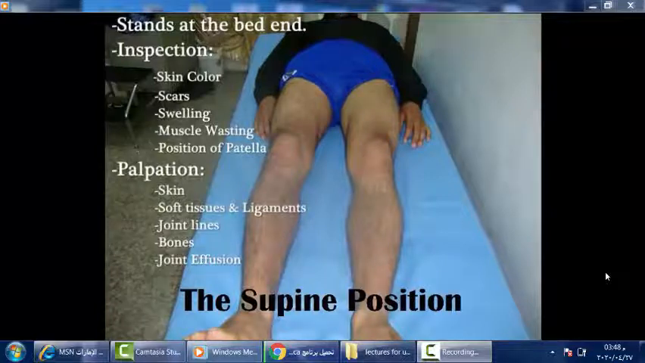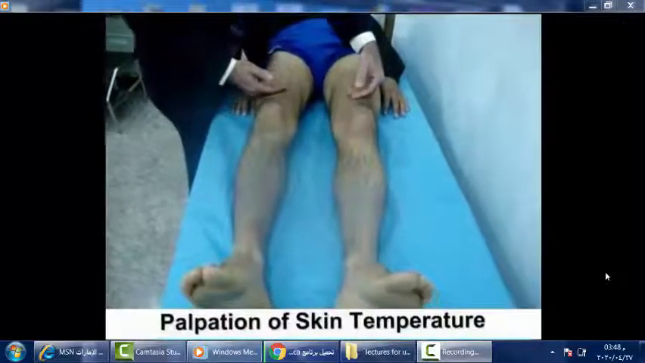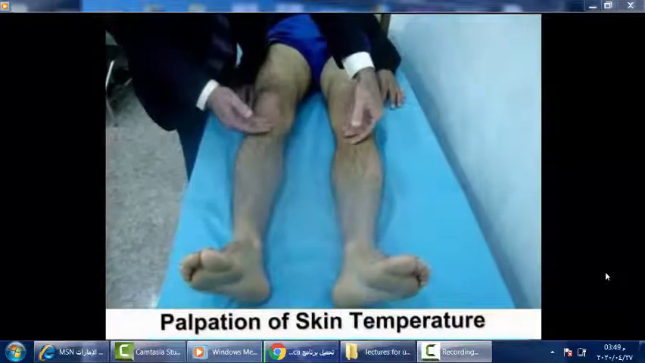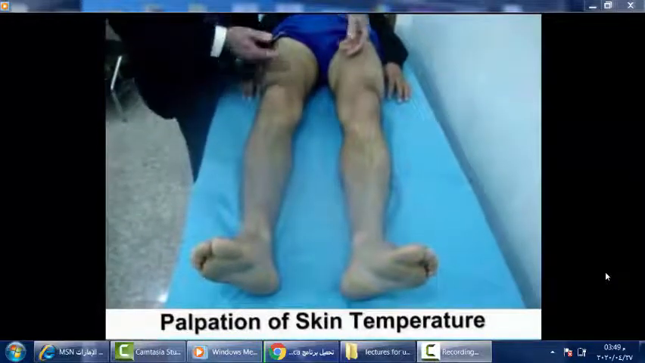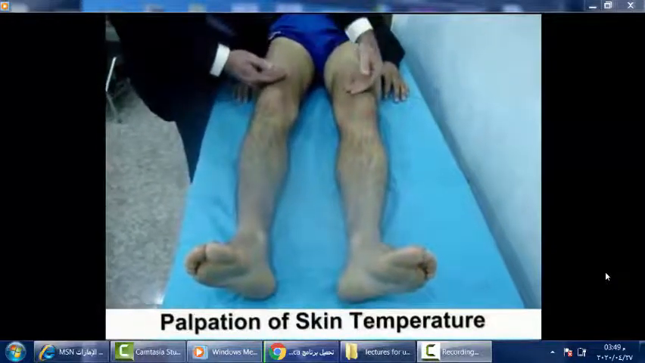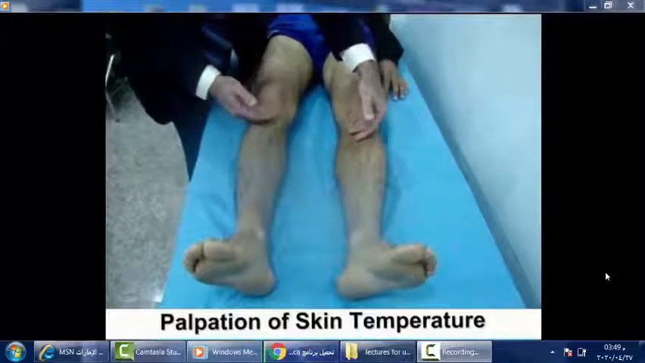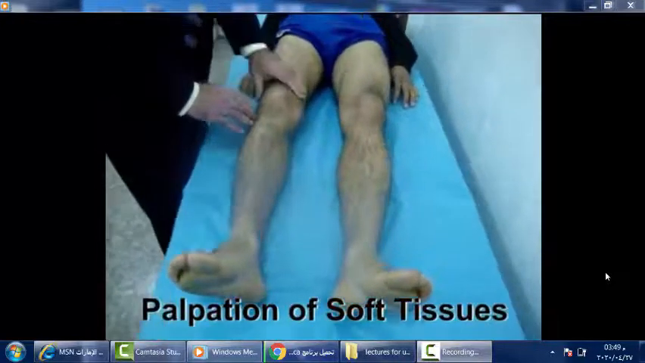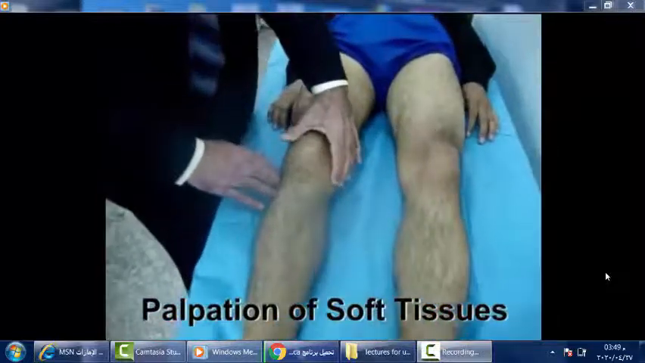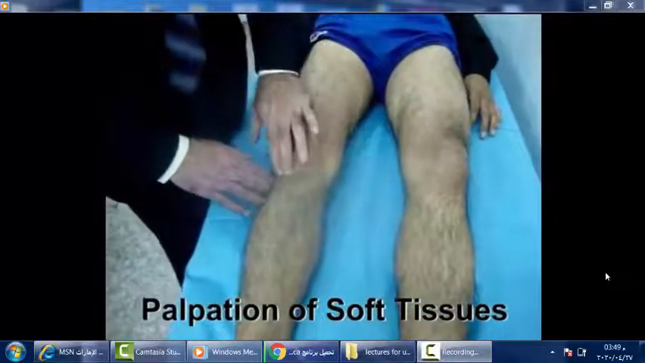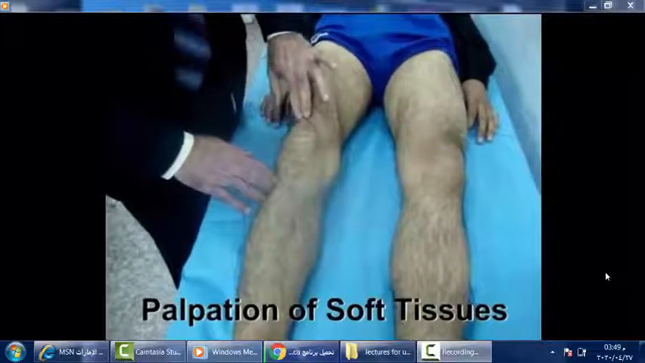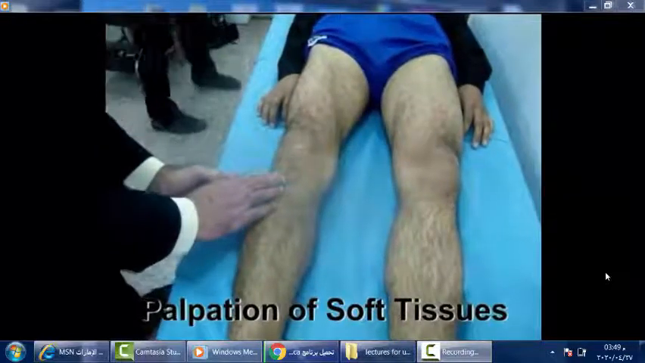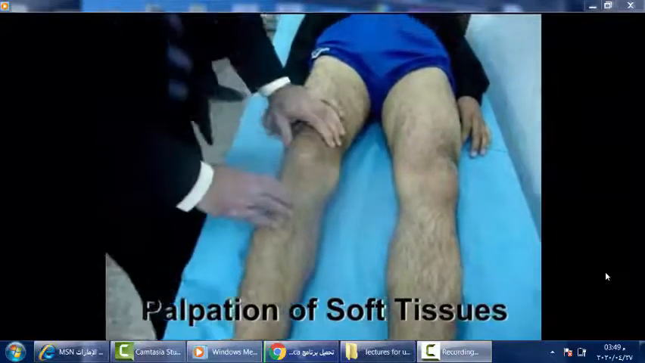In inspection, you have to inspect the skin, the soft tissue, the bone, deformity and the swelling. On palpation, you palpate the temperature by the dorsum of the hand, which is more sensitive than the palm, to see if there is any difference or changes in the temperature. You have to palpate the soft tissue, the synovium, the quadriceps tendon, the patellar tendon, for any gap or rupture, and then feel for the lateral collateral ligament and the medial collateral ligament.